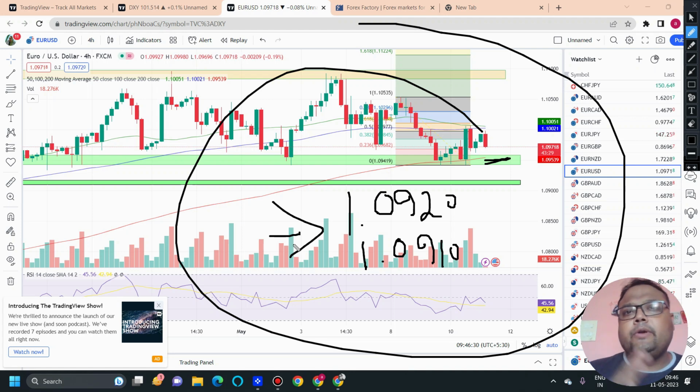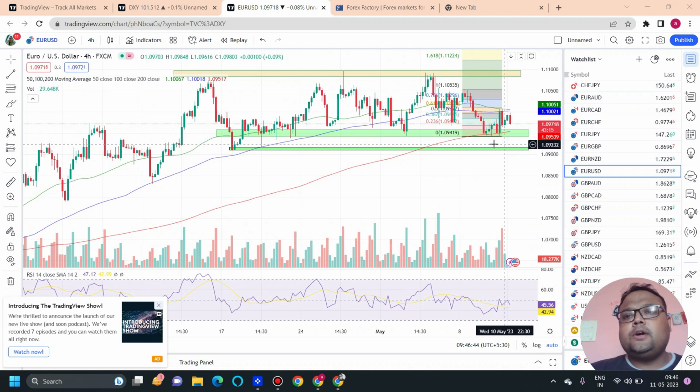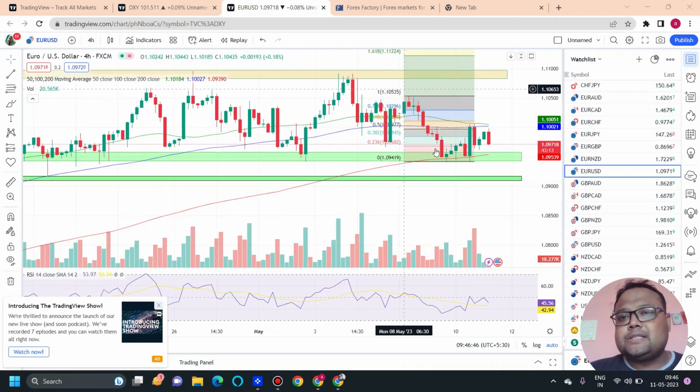Instead of the 4 hour time frame, we can switch to the hourly time frame, and just wait for the market to show price rejection from below. If the market shows price rejection from below, you will get the confirmation that buyers are present, and you can go for a buy. So this is the only support level in front of us right now.